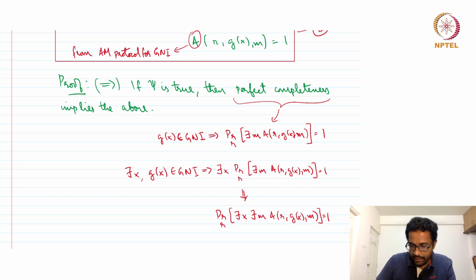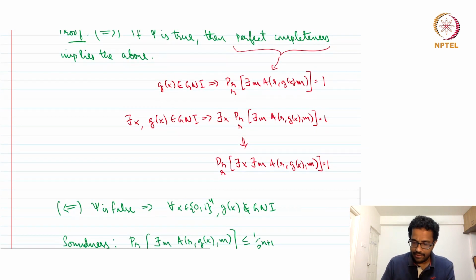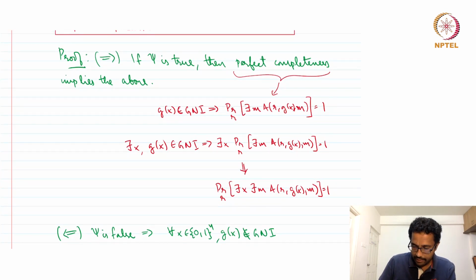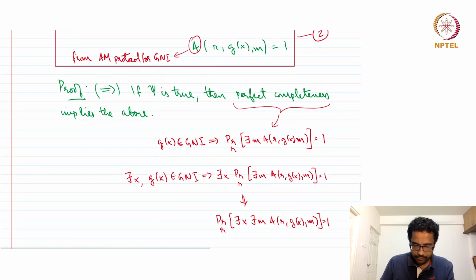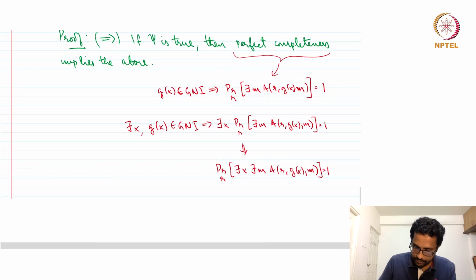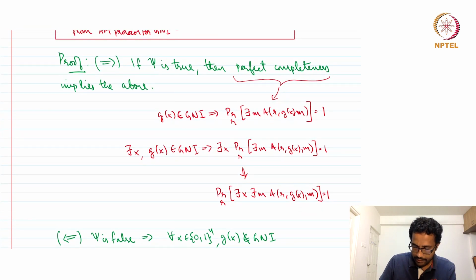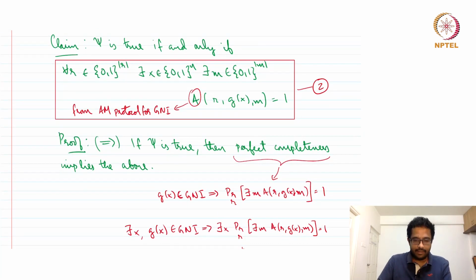And now, like we did earlier, if there exists x such that this is true, we can even take the x inside. The same choice of x will work even if it is taken inside. So the probability that there exists x, there exists m, such that this is true, is equal to 1. Which means for all r, there exists x and there exists m such that this is true, which is what we stated here in this box 2.